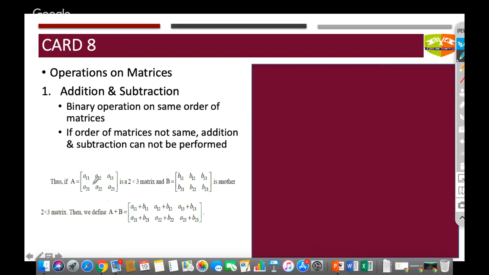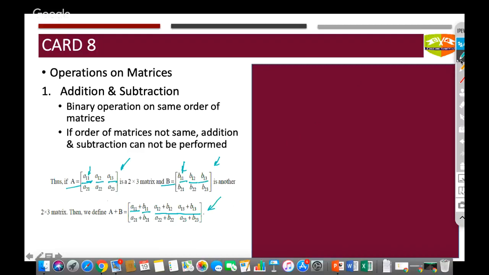So I have written over here two matrices, a 2 into 3 matrix A and B. You see here the first row first column is A11, and the first row first column is B11 here. If I am adding A and B, I am adding the first row first column of both matrices, so it comes out to be A11 plus B11. Now here it is A12 and B12, so I am adding A12 plus B12, and this is A13 plus B13. So what I am doing is adding corresponding elements from both sides.